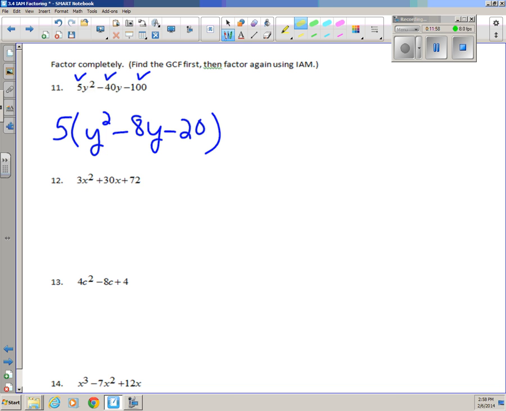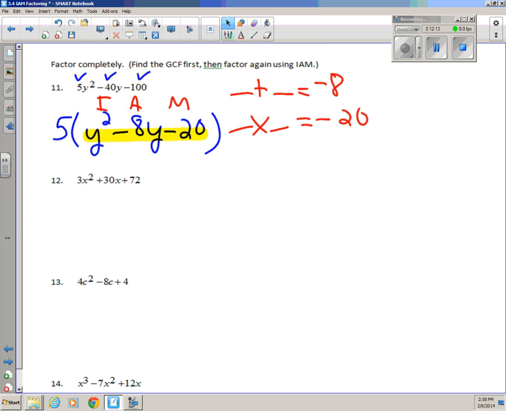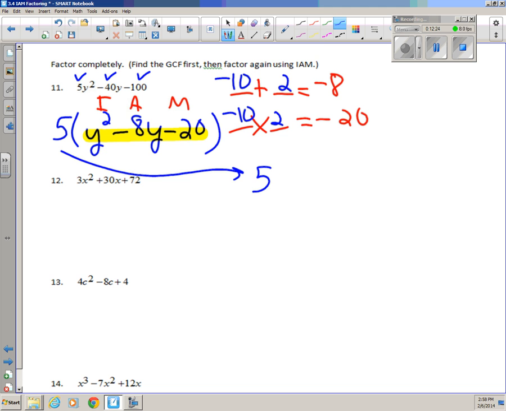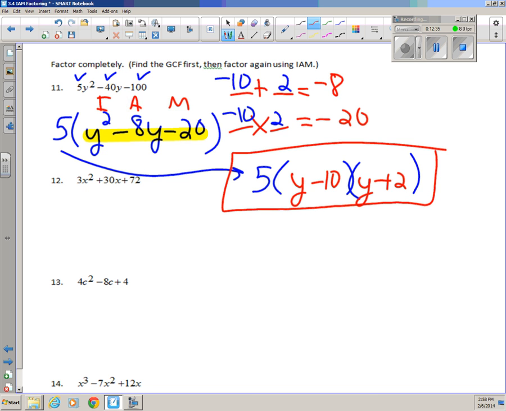What you have to understand is that what's left over inside the parentheses is something that you can factor, because I can find two numbers that add to negative 8 and, at the same time, multiply to negative 20. Those numbers would be negative 10 and 2. So when I factor a second time, my GCF I cannot lose. That polynomial factors into y minus 10 and y plus 2. So this has a GCF from the other day outside the two polynomials from the factoring.